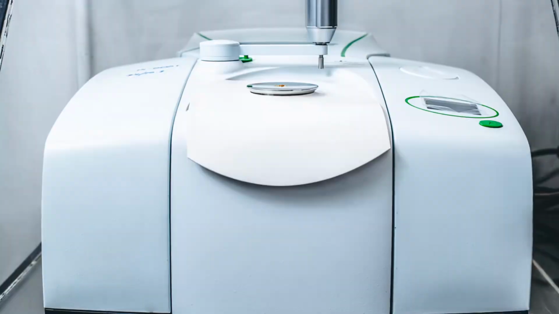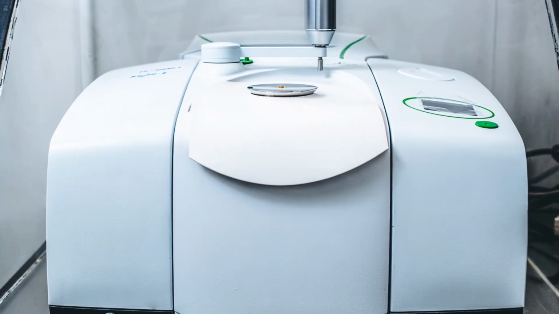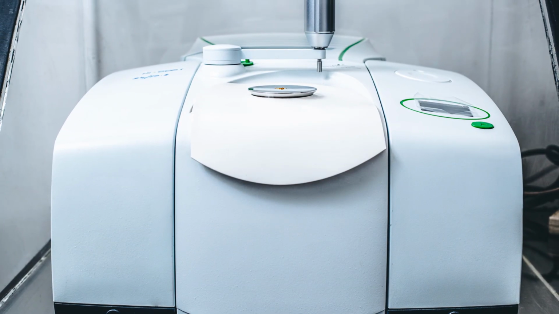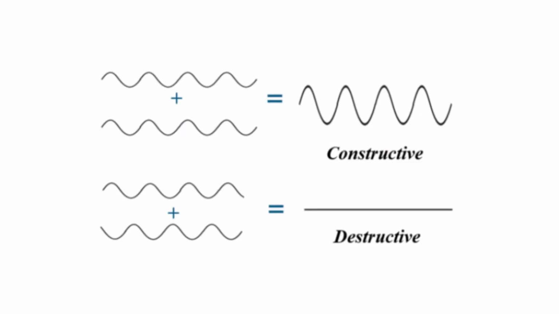Hello everyone, in this video, I will explain how Fourier transform infrared spectroscopy works. To really understand how FTIR works, we first have to understand one simple idea. Waves interfere with each other. Let's start by looking at this figure.